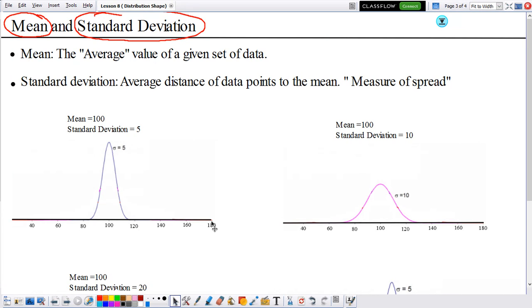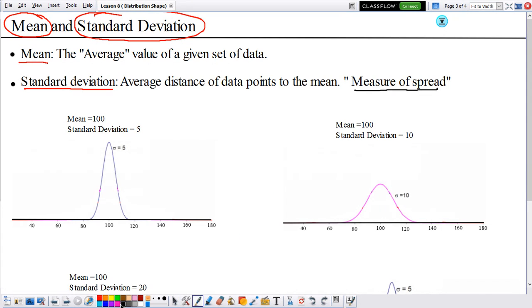Here we're going to see some examples as to what happens to the graphs whenever the mean and the standard deviation change. First, let's start with the definition of a mean. The mean is the average value of a given set of data, or the center part of your mountain. The standard deviation is defined as the average distance of data points to the mean, or you can think of it as the measure of spread. Why do we call it the measure of spread? Well, you will see in these following examples.